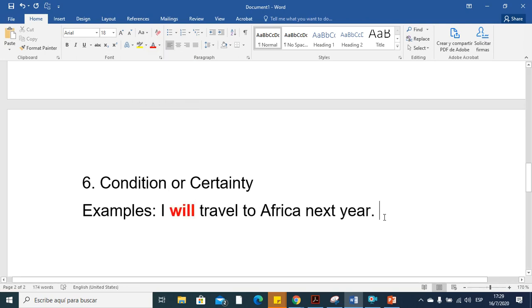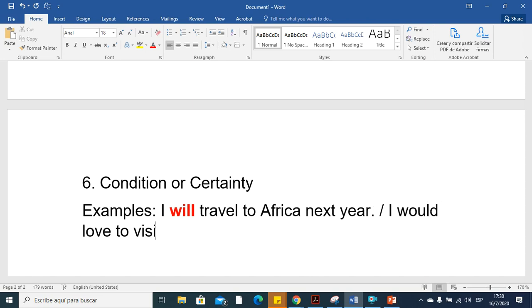In here, will is your modal. Will is also a future form for future simple that we haven't covered yet. But whenever you have will, it's because you're talking about condition or certainty. So in this case, your modal would be will. All right. Now, if we need another example, we can say, for example, I would love to visit my family.